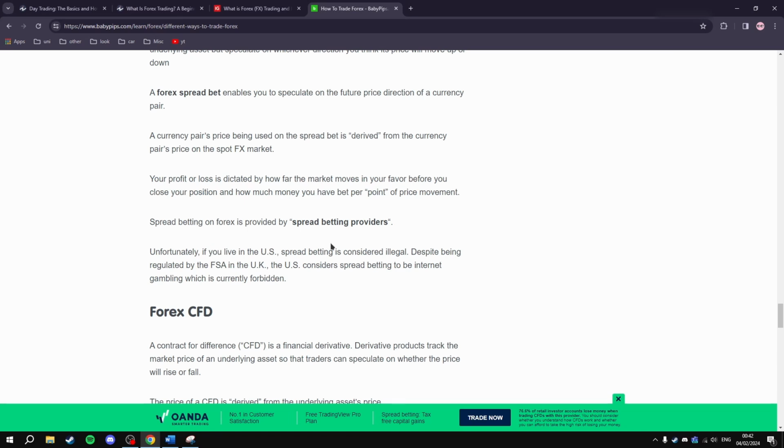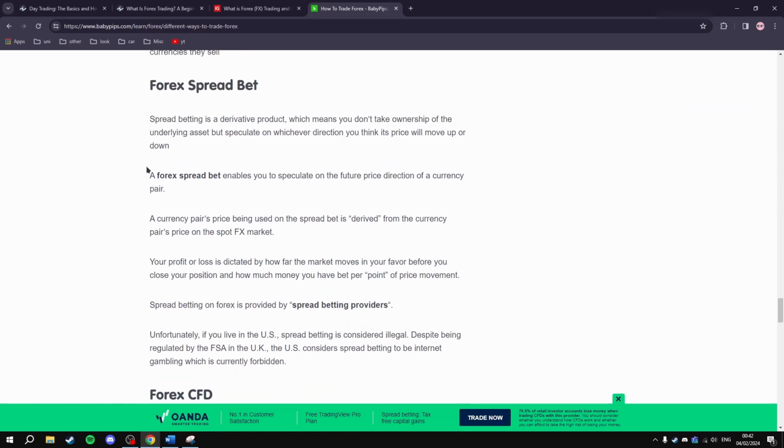Spread betting on Forex is provided by spread betting providers. Unfortunately, if you live in the US, spread betting is considered illegal. Despite being regulated by the FSA in the UK, the US considers spread betting to be internet gambling, which is currently forbidden.